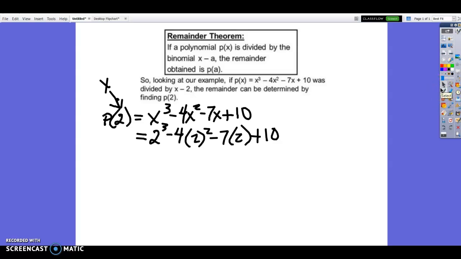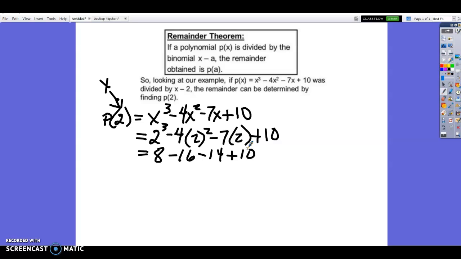All right, so 2 cubed is 8. And we have to do powers before we multiply. So 2 squared is 4. 4 times negative 4 is minus 16. Negative 7 times 2 is negative 14. And then bring down my 10.